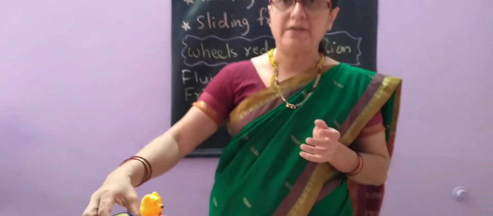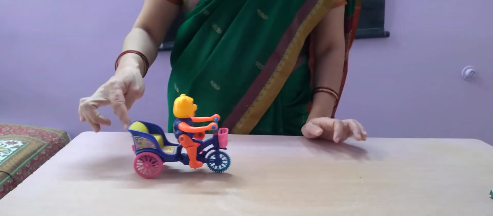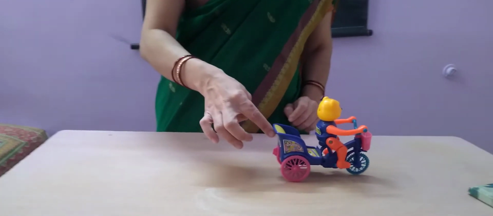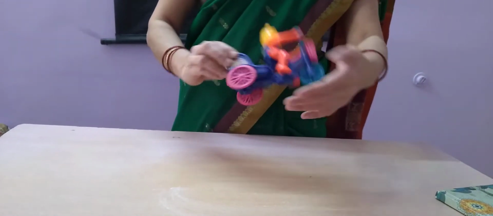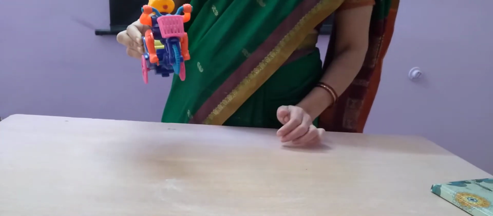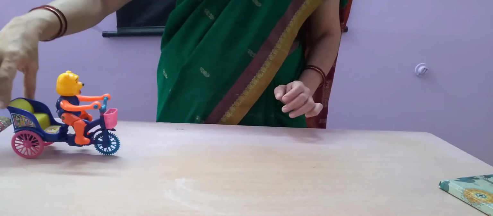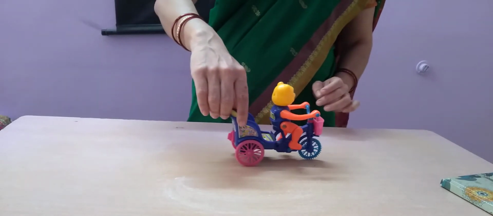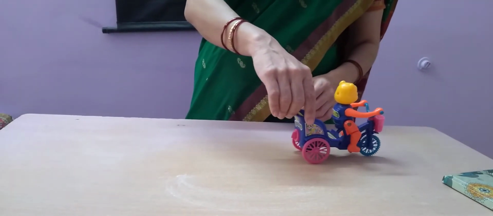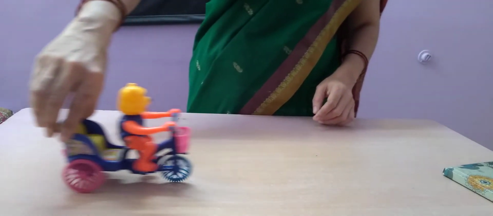Now here if we take the toy, it easily rolls over another surface. Why? That is because of the wheels which are present here. So it is very easy to move this object because it has circular wheels, which makes the force we apply less, and easily it can roll over any other surfaces here.